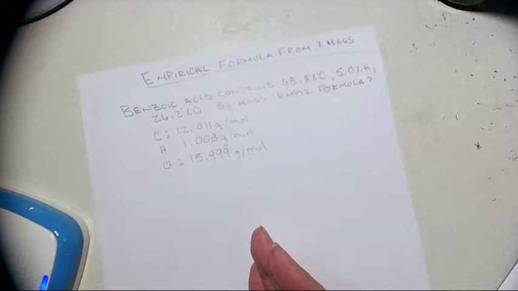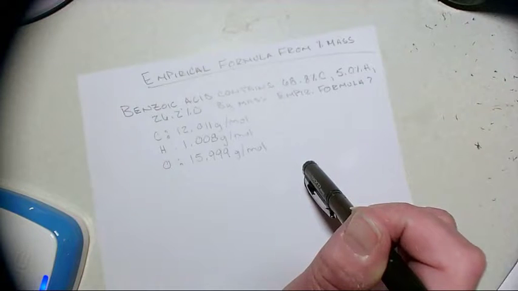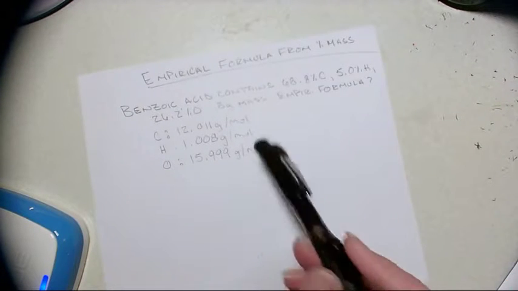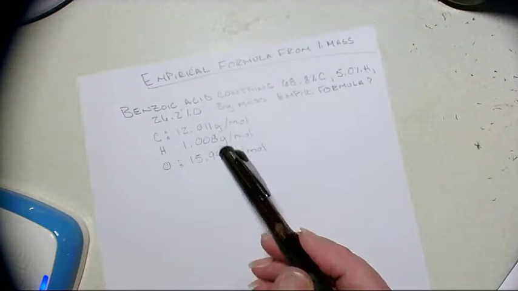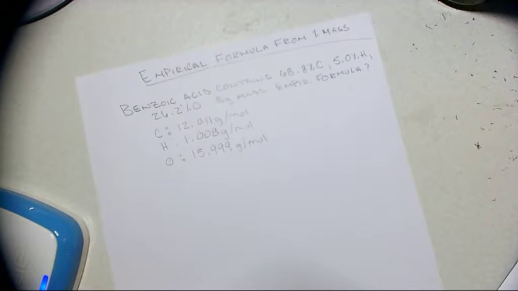So recall the last time we went from mass to moles and then moles to our empirical formula. This one we have percentage of each, and we want to get into moles to get to our empirical formula. So you'll notice that the first thing I did was go to the periodic table and pull off the grams per mole for each atom in this compound.